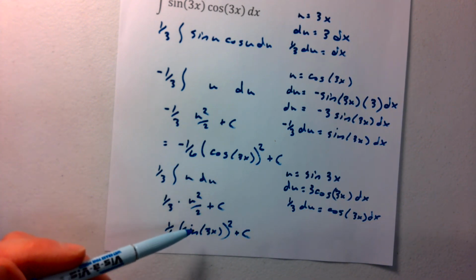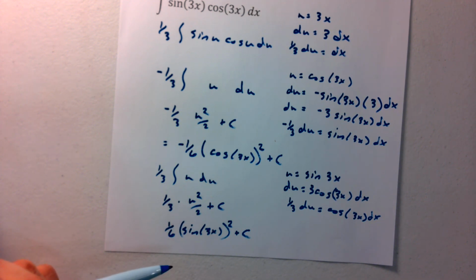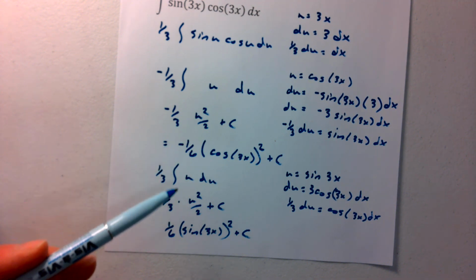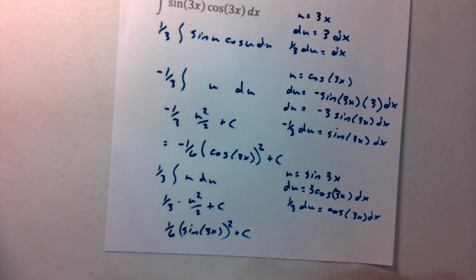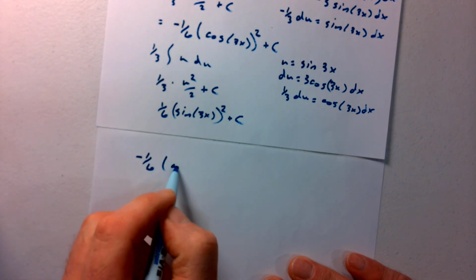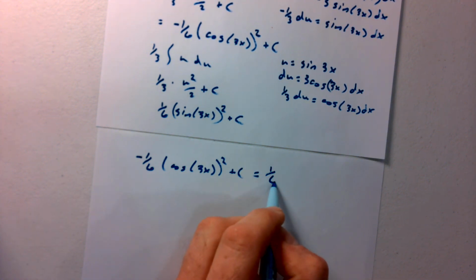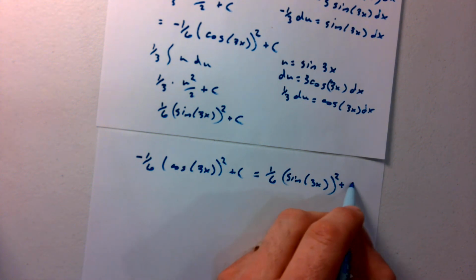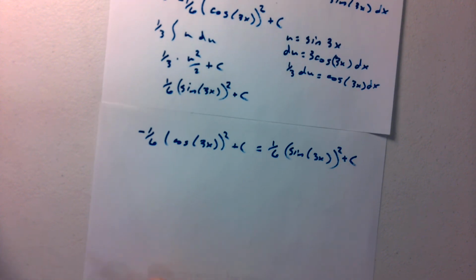And some of you are probably scratching your head and saying, well, what do I do? How do I know which one's right? Well, they're both correct, aren't they? Do they equal each other? That's actually the question we're going to ask. Are these two things equal to each other? Is negative 1/6 the cosine of 3x squared plus c equal to 1/6 the sine of 3x squared plus c? We have a little verification problem here, don't we? Yes, we do.